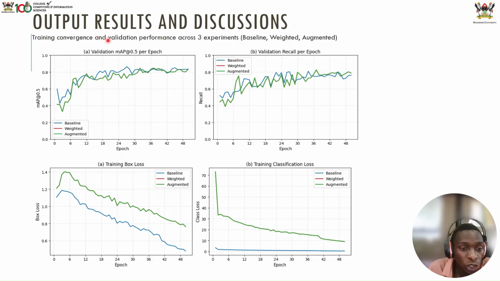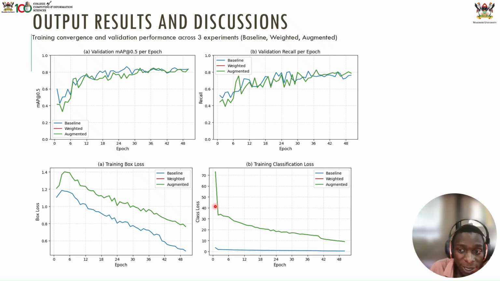We're going to look at the validation and training. Here you look at validation mean average precision at 0.5 per epoch, and validation recall per epoch. Then for training, you look at the training box loss and the training classification loss. These are the training curves, and they show 3 experiments: baseline, weighted, and augmented. Baseline and augmented both converge quickly at near 0 classification loss.